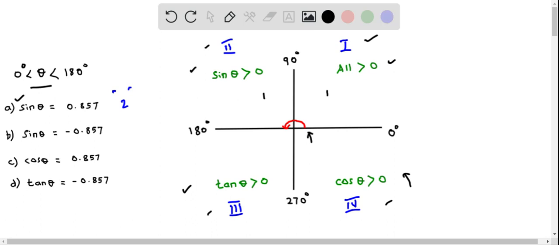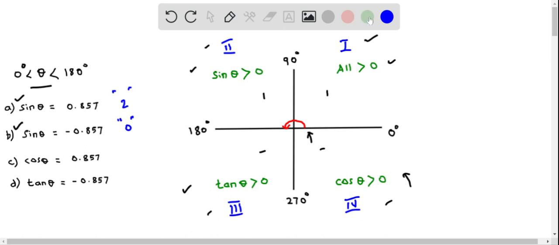Now let's consider the other equation, that is sine theta equals minus 0.857, which means sine theta is negative. First let's understand in which quadrant sine theta is negative. Clearly sine theta is negative in quadrant 3 as well as in quadrant 4. However, the angle lies between 0 and 180 degrees only, so there is no angle formed over here. This means this equation has zero solutions. So this one has no solutions.